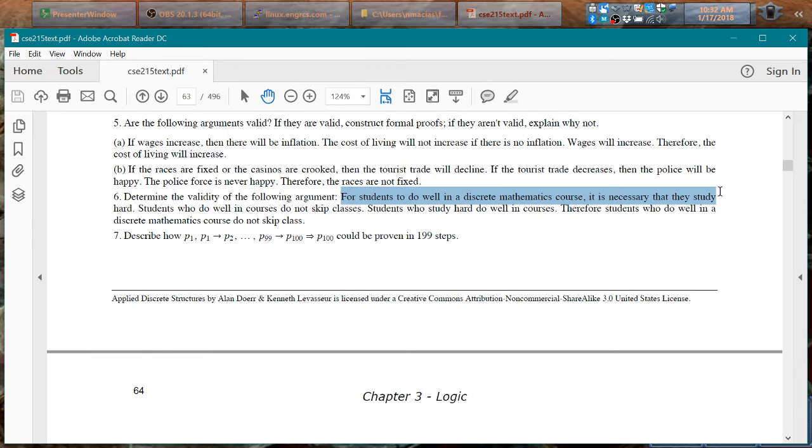Students who do well in courses do not skip classes. Therefore, students who do well in discrete math course do not skip classes. You know, if I was doing this, I would call red herring. I would say that this is true because it's the same thing as this. Is there anything you could say, like, because discrete mathematics is in the set of courses, then thus this is also true? Yeah, so we could do something like this.